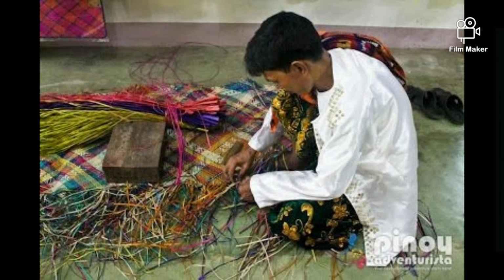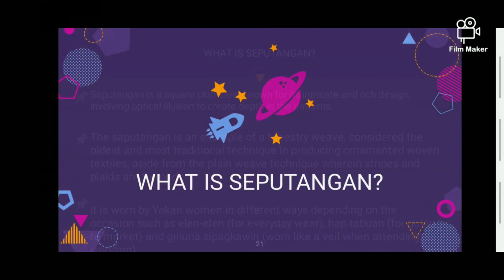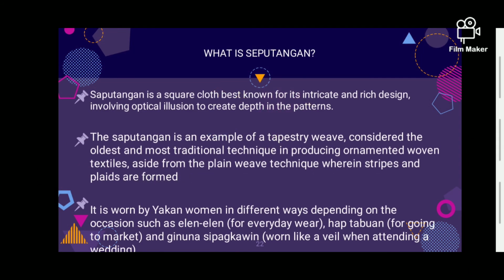Now, let us proceed to Seputangan. So, what is Seputangan? Seputangan is a square cloth best known for its intricate and rich design, involving optical illusion to create depth in the patterns. The Seputangan is an example of tapestry weave, considered the oldest and most traditional technique in producing ornamented woven textiles.